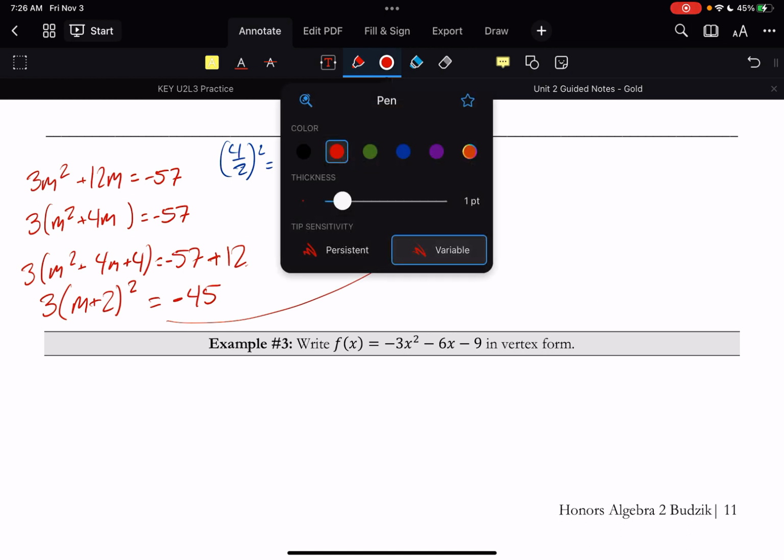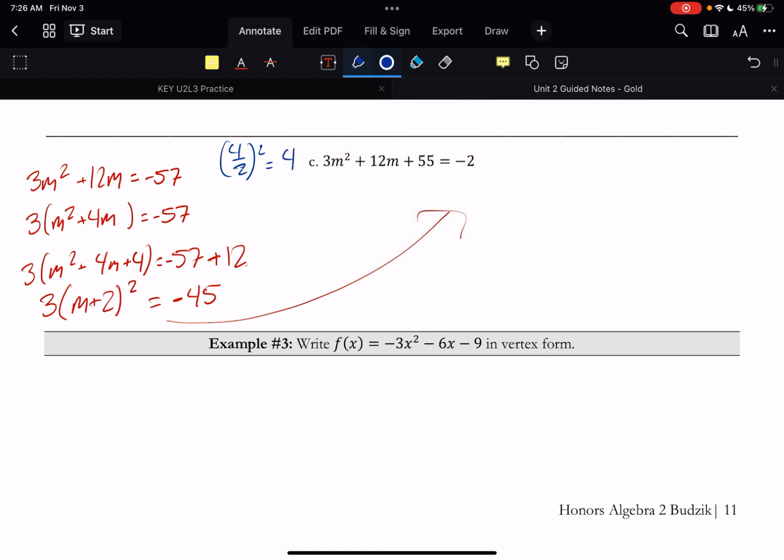So let's now go ahead and isolate that squared expression again. So if I divide by 3, I have m plus 2, quantity squared, equals negative 45 divided by 3. Negative 45 divided by 3 is negative 15. Again, I'm going to show that in the next step. Square root again, both sides. So I have m plus 2 equals plus or minus the square root of negative 15.